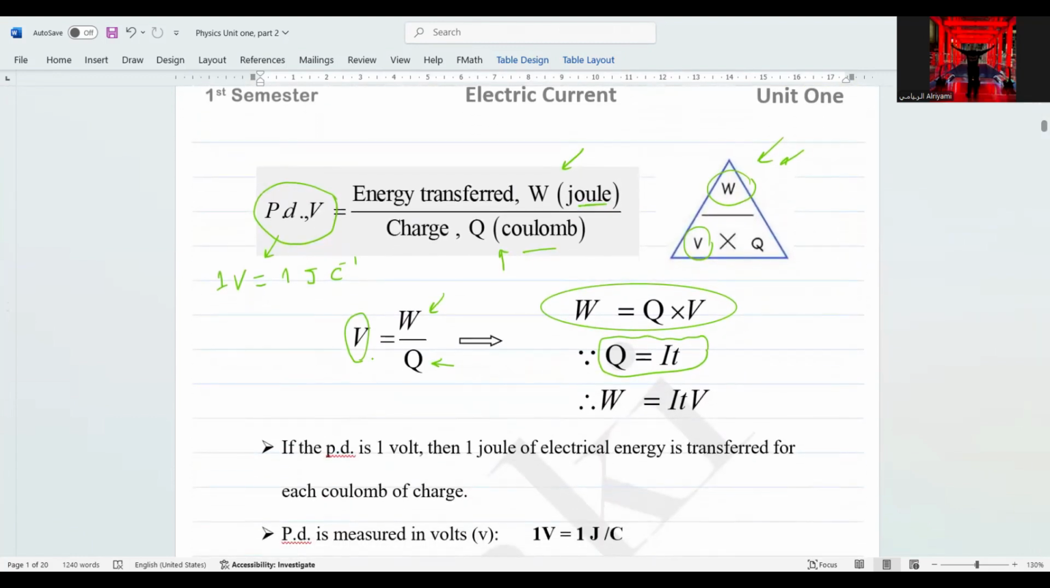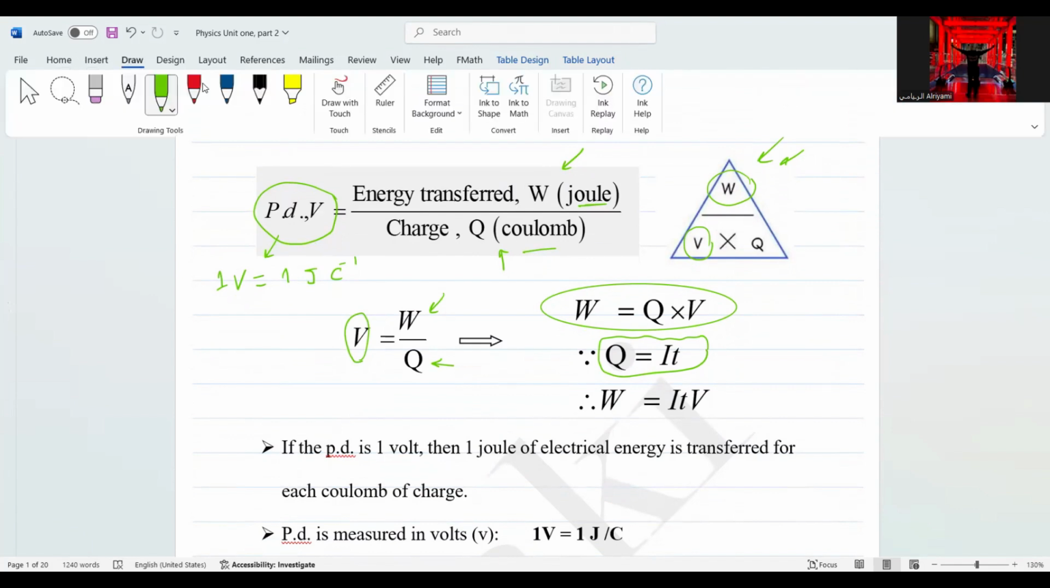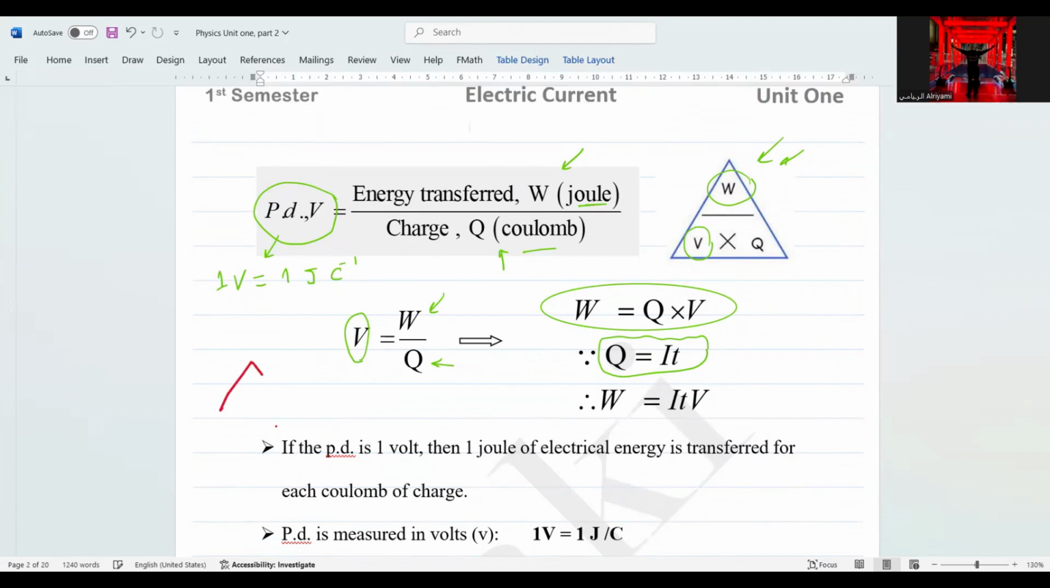Then we have many formulae. We can remember those formulae. The first formula is Q equals I multiply T. The second formula is that the energy equals Q times V. The third formula or the third triangle is that the energy equals I times T times V.